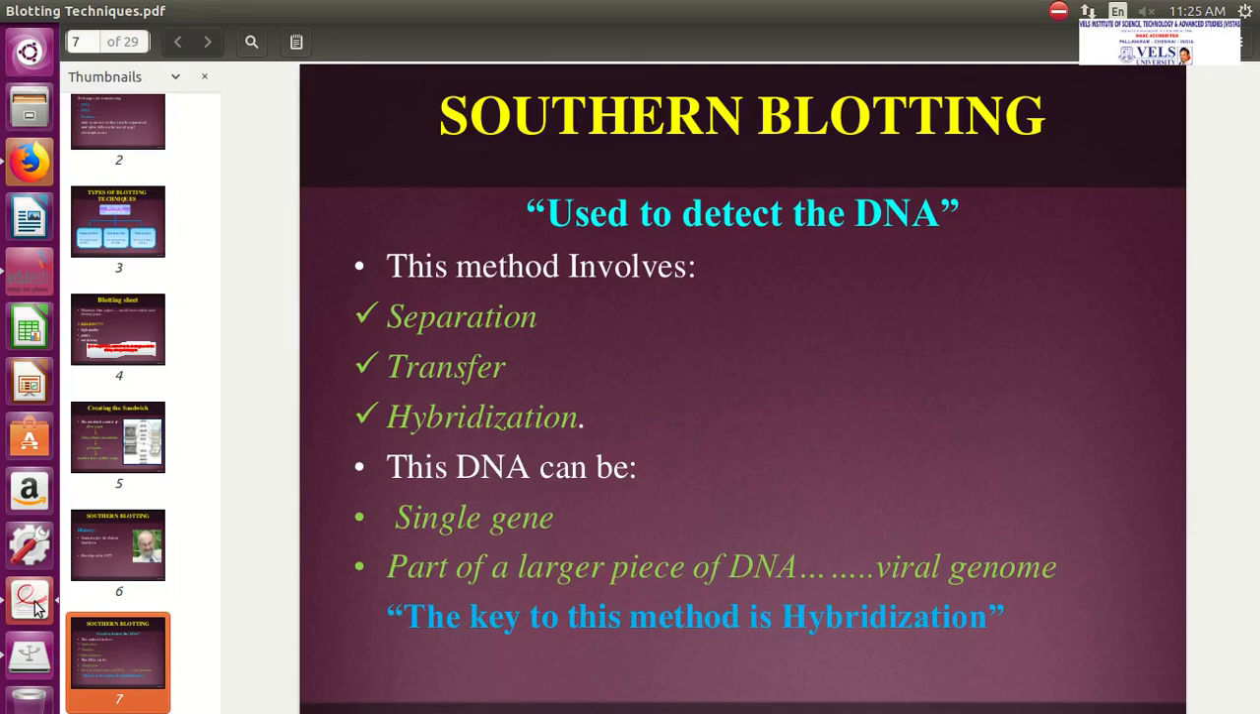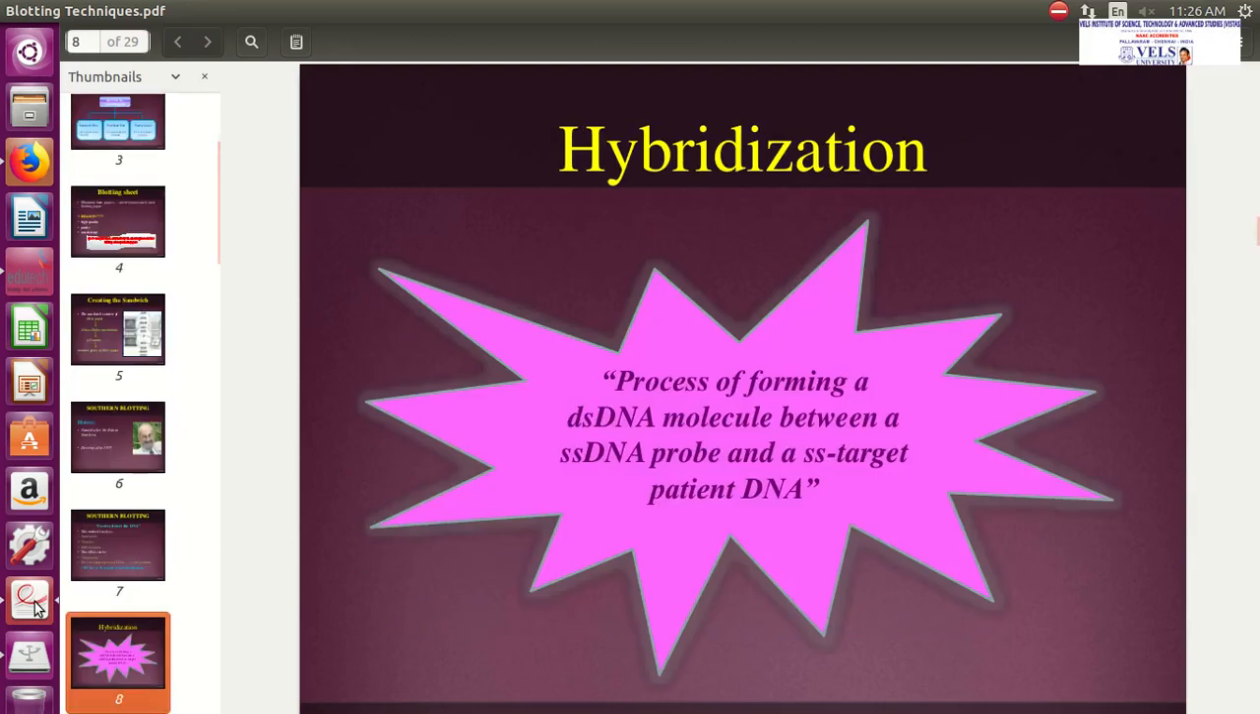We have to separate the DNA from the cells. First we will see the process. Hybridization is the process of forming a double-stranded DNA molecule between a single-stranded targeted DNA, that is the patient DNA, and a probe. In southern blotting we have to detect the DNA, which is double-stranded. So one strand is normal and another is the target, and we have to combine them to form a new DNA.